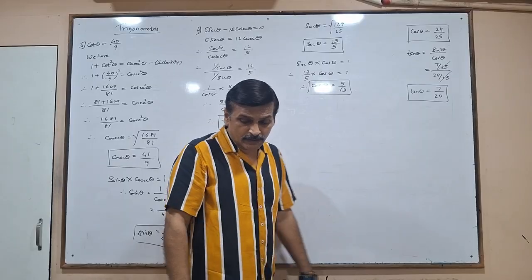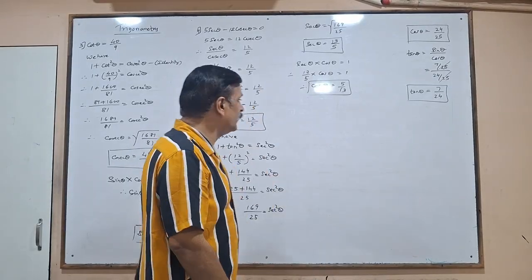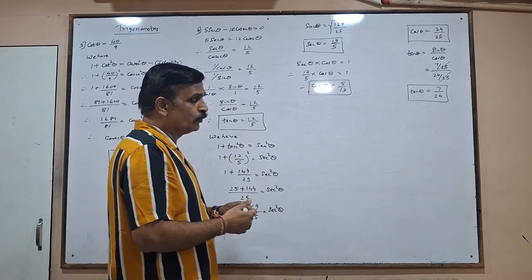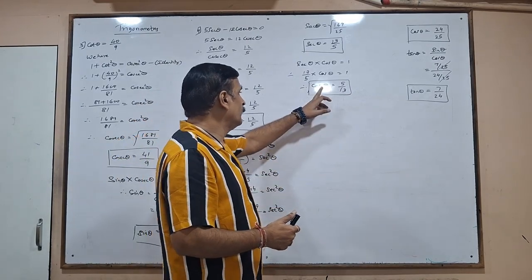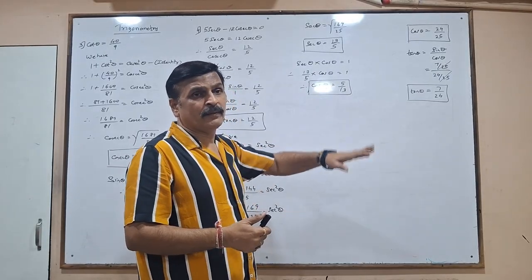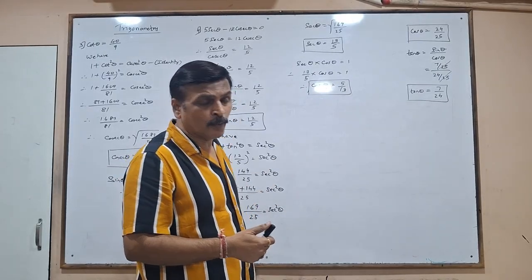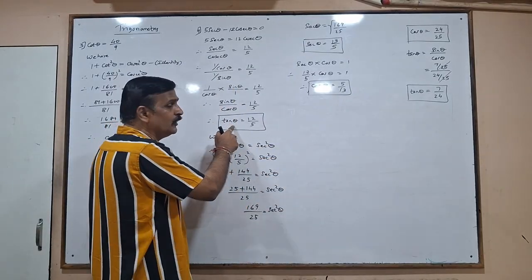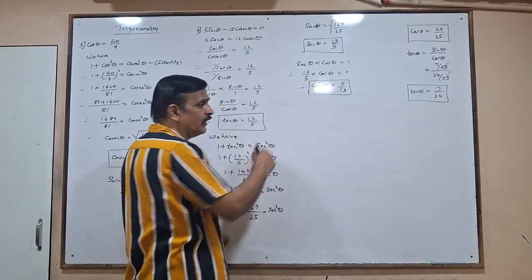So we got cos theta, and then we want sin theta. Now to calculate sin theta, we have two methods. One, by using cos theta, because they have an identity: sin square plus cos square is equal to 1. We can get it. Otherwise, we have a tan theta value also and a cos theta value also.